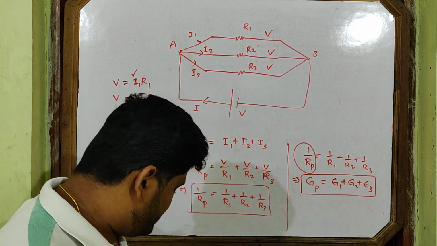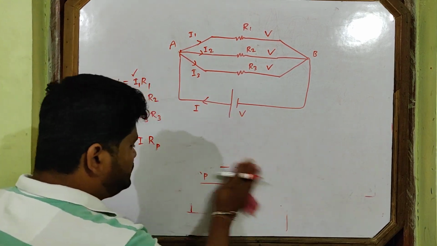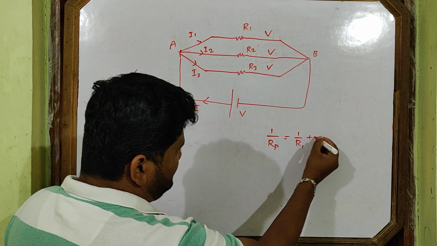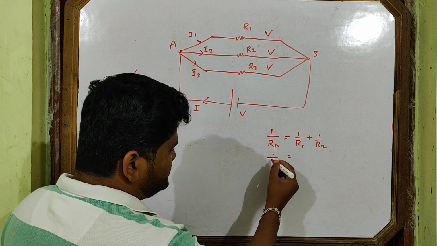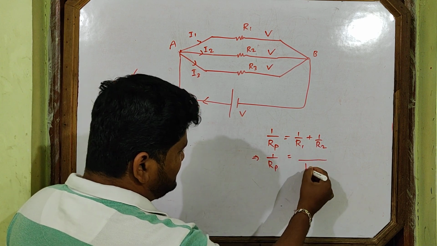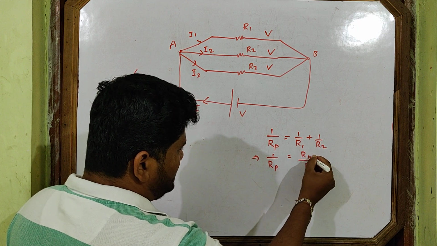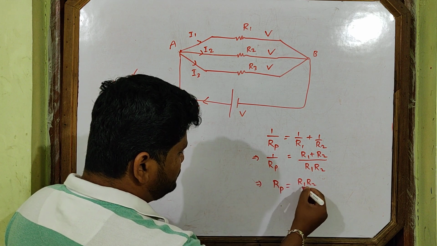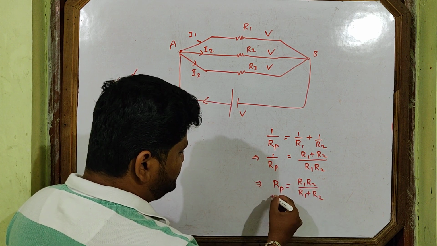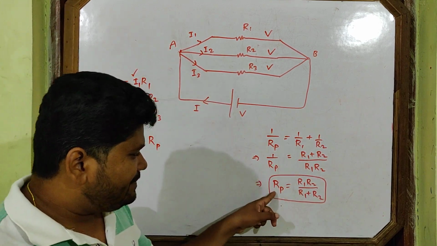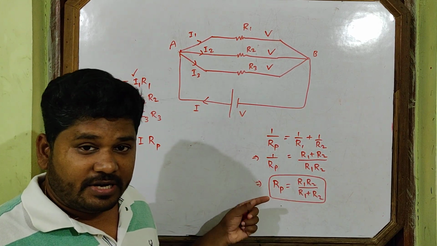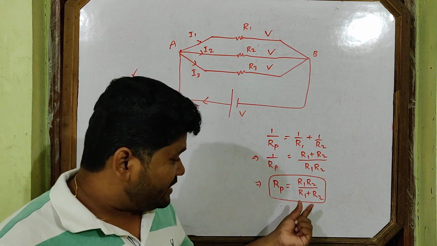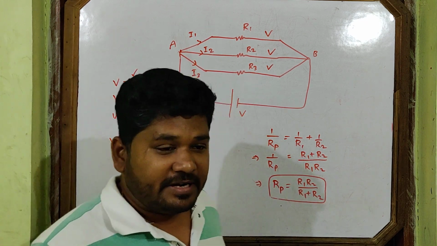And one thing I want to tell you here, you can use this shortcut. Suppose two resistors are connected in parallel: 1 by R1 plus 1 by R2. This is 1 by Rp. If you take the LCM, R1 R2, here R1 plus R2. So what is Rp now? I need Rp, I don't need 1 by Rp. The total resistance in parallel combination is R1 R2 by R1 plus R2. You can remember this shortcut to find the effective resistance in parallel combination.